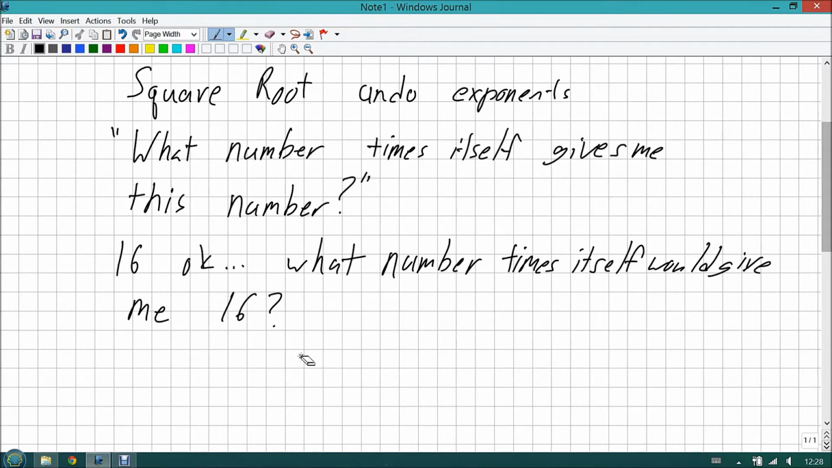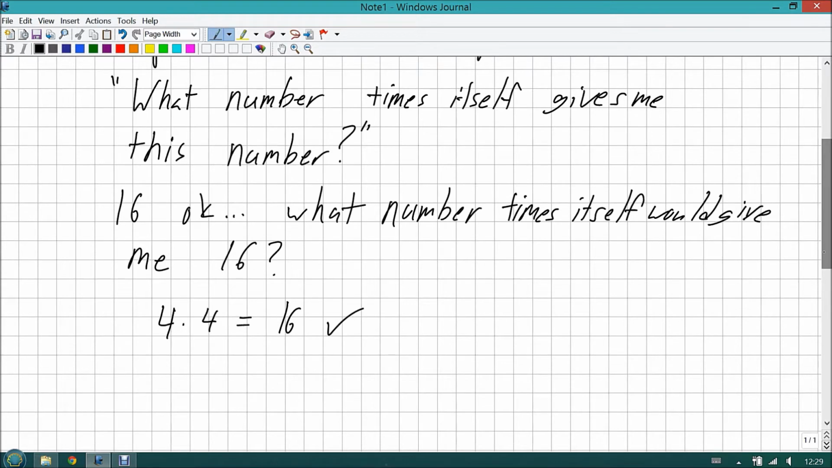All right, well, if it's not 2, 3 times 3 is, of course, going to be an odd number. So let's try 4 times 4. And 4 times 4 gives us 16. That's a winner. So we would say, in words, the square root of 16 is 4.